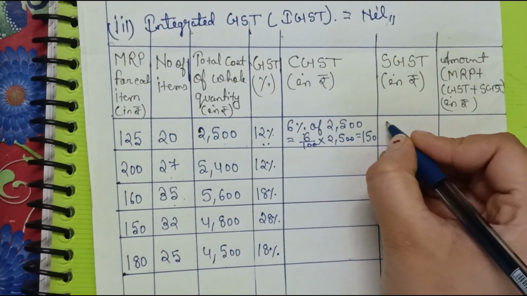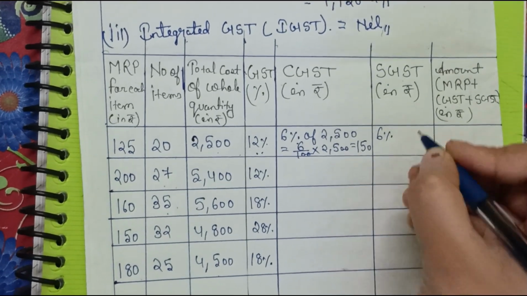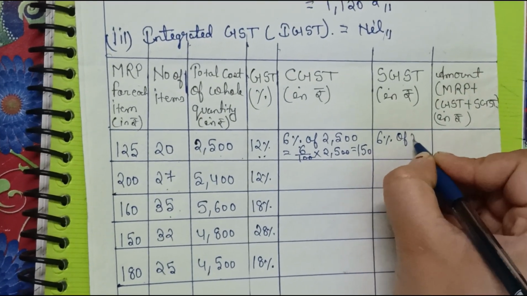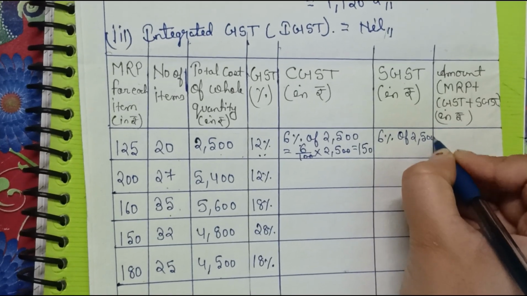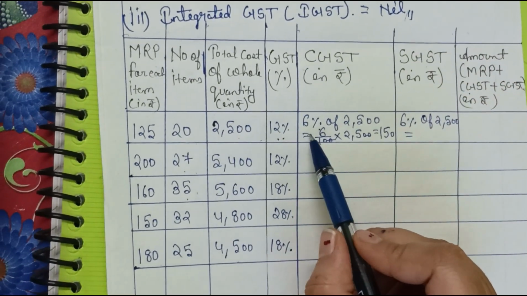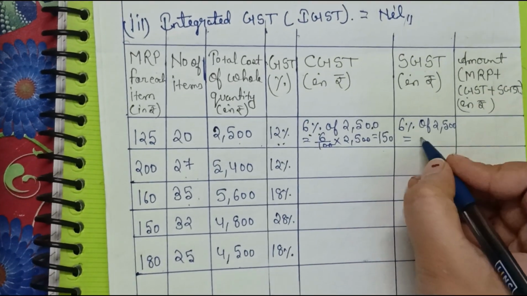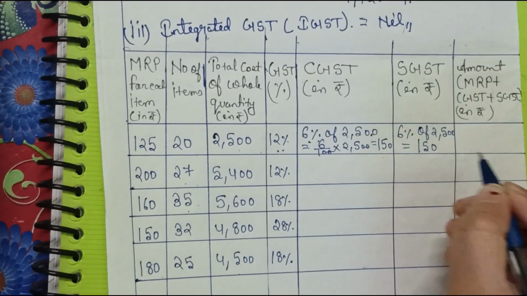SGST is 6% of 2500, and here we already calculated 6% of 2500, that is 150.